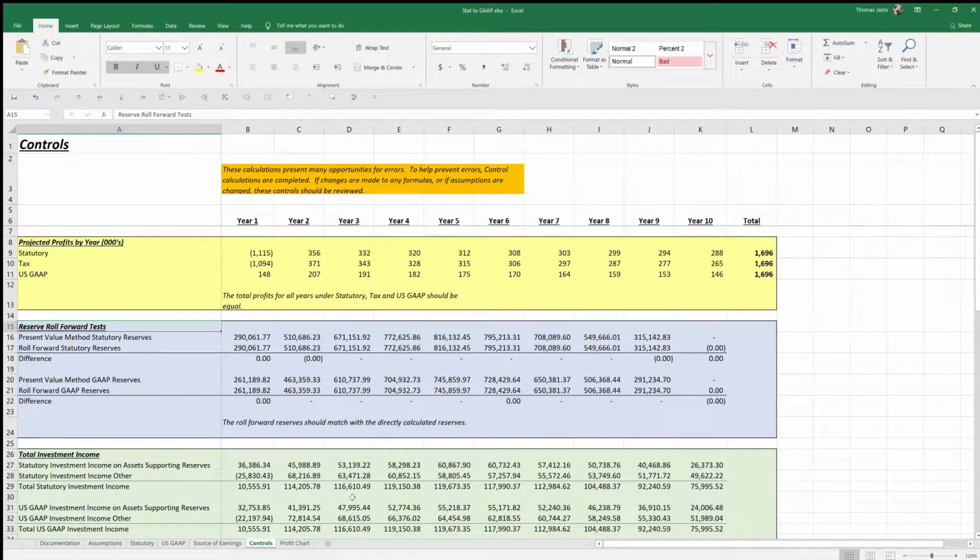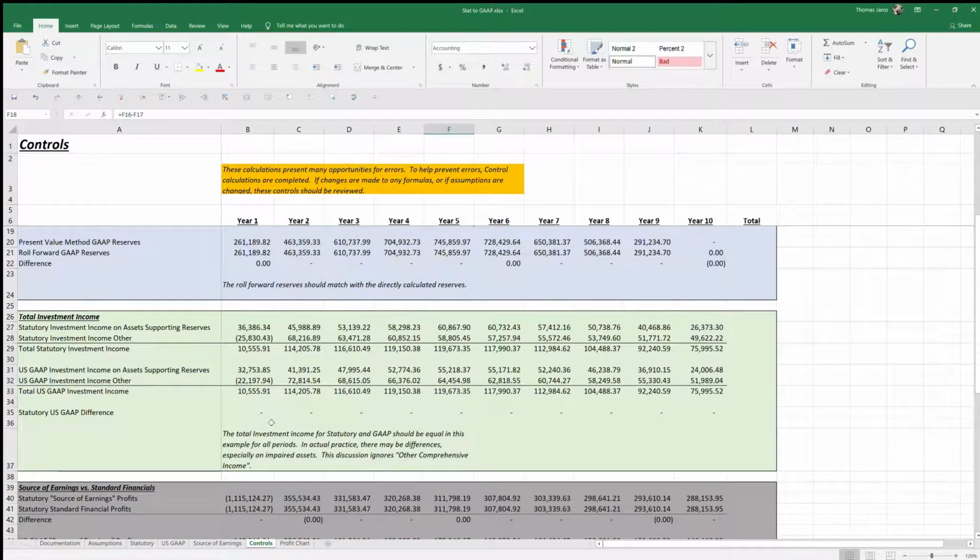Next test we're doing here is called a reserve roll forward test. There's two ways to compute reserves. One way would be using a present value methodology, taking present value of benefits and expenses minus present value of premiums, or you can use a roll forward methodology. You do either methodology, you just pull the numbers here, you get the exact same values. So this is working just as we would like to have it work on a statutory basis and on a US GAAP basis.